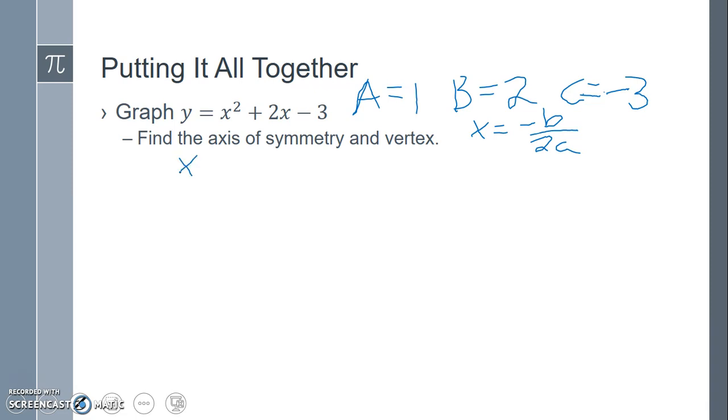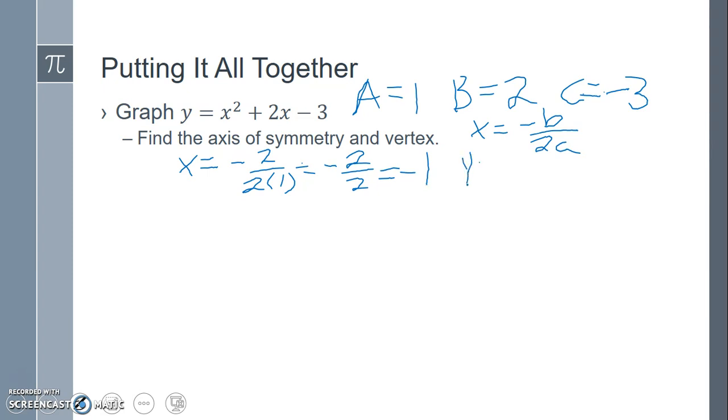So we get x equals negative 2 over 2 times 1. So that gives us negative 2 over 2, which equals negative 1. So now to find my y-coordinate from our vertex, I'm going to take that negative 1 and plug it back into my original equation for x and solve for y.